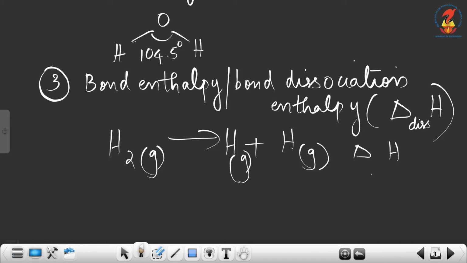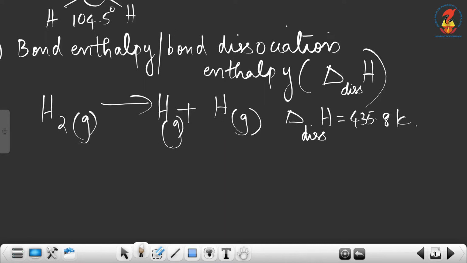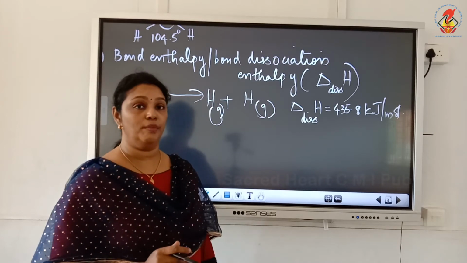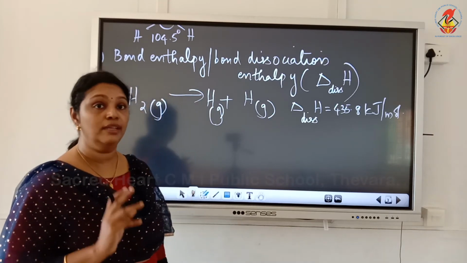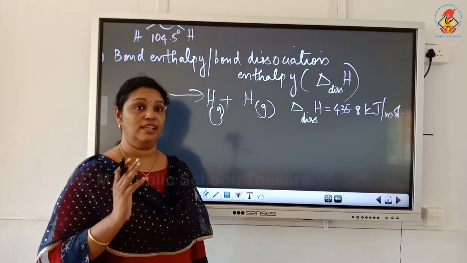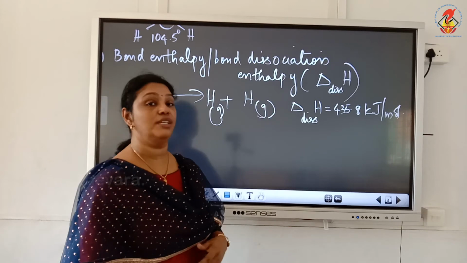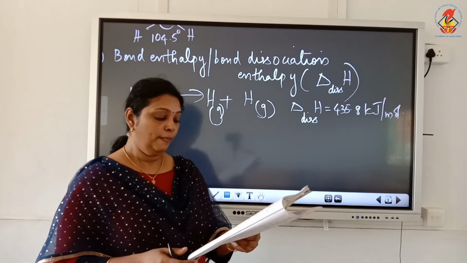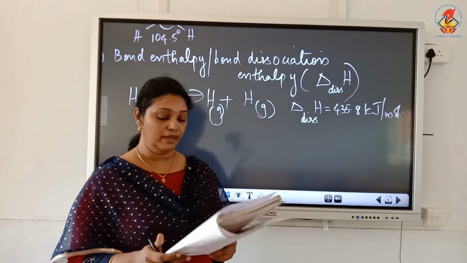Delta H dissociation for this reaction is 435.8 kilojoule per mole. What do you understand from this? It means that 435.8 kilojoules of energy is required for the dissociation of H2 gas into 2 hydrogen atoms. So this is the bond dissociation enthalpy for the hydrogen molecule. The unit of bond dissociation enthalpy is kilojoule per mole.